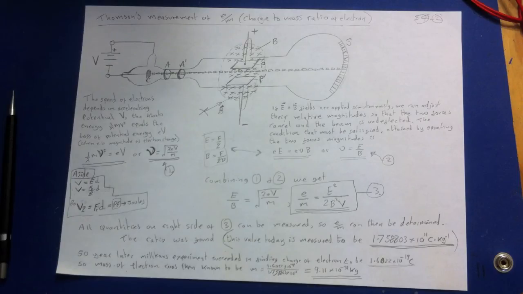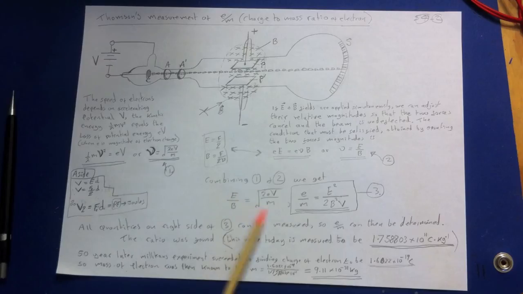The condition that must be satisfied is obtained by equating the two forces. Obviously the forces must be equal, the upward electrostatic force and the downward magnetic force. So we just equate them like so. We say the electrostatic force is equal to the magnetic force here. Combine this with this equation here to eliminate the velocity. If we combine it with that equation there, we end up with the electric field divided by the magnetic field equals the square root of 2eV over m.